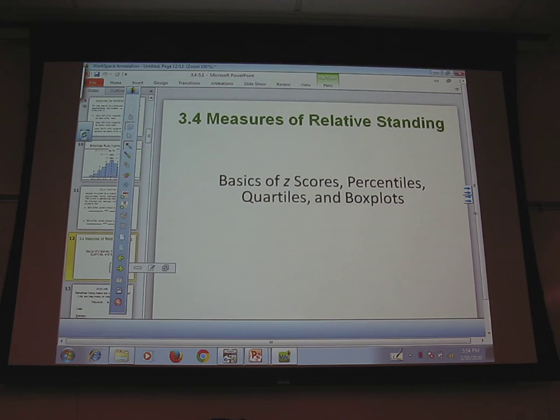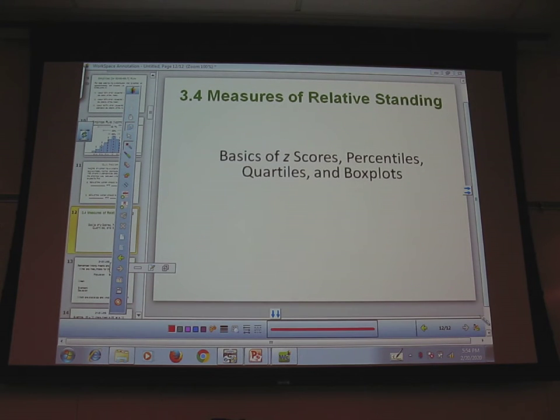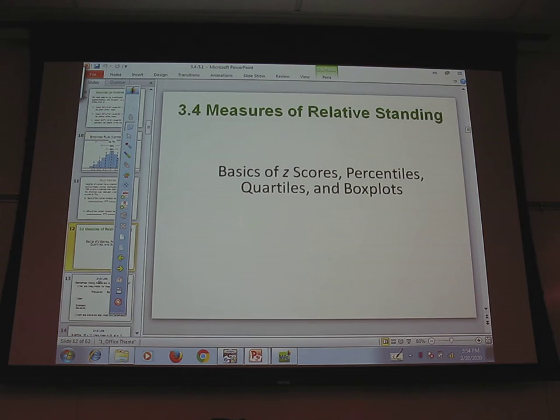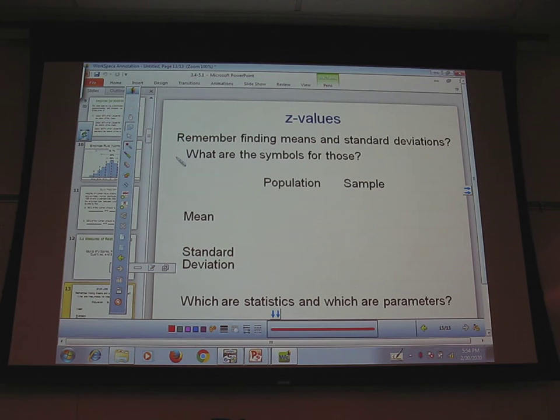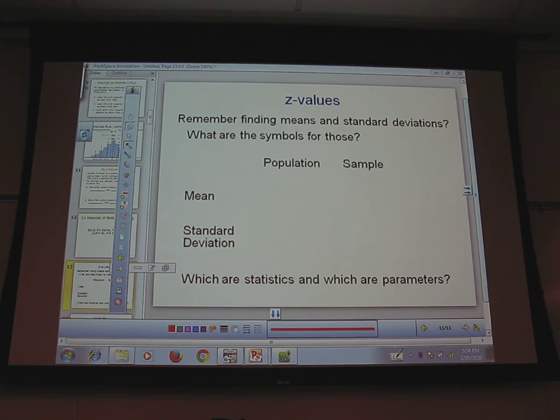Now we're going to look at measures of relative standing. Basics of z-scores, percentiles, quartiles, and box plots, which we covered z-scores a little bit last class. Ten seconds with your neighbors. Figure out what those symbols are for population mean, population standard deviation, sample mean, and sample standard deviation.